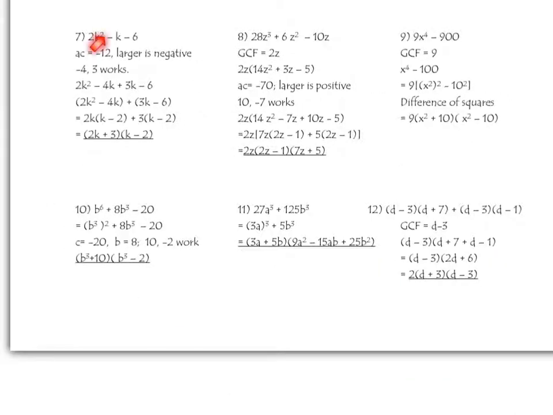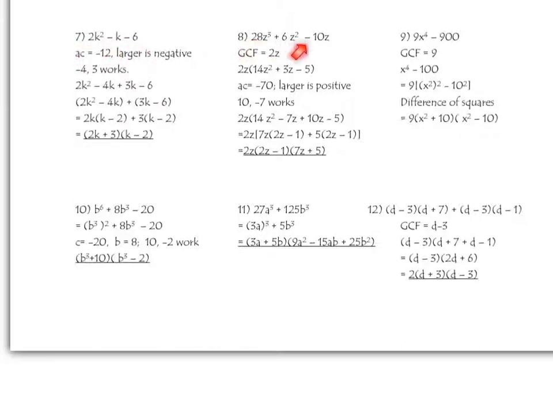Okay, on number 7, are there any greatest common factors? No. Are there any perfect squares? No. Is the coefficient in front of k squared a 1? No. So now we know to use grouping.